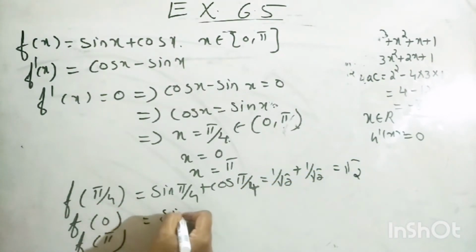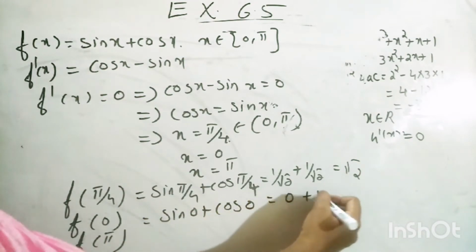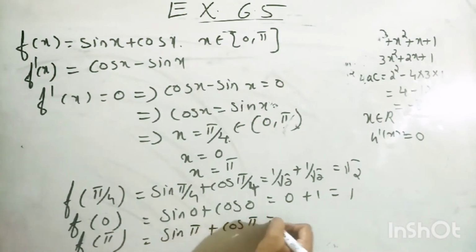And f of 0 is sin 0 plus cos 0, that is 0 plus 1 is equal to 1. And f of pi is sin pi plus cos pi, sin pi is 0 and cos pi is minus 1, so it is minus 1. What is the maximum value in that? The maximum value is root 2. So the absolute maximum value is root 2 at x is equal to pi by 4, and the absolute minimum value is minus 1 at x is equal to pi.